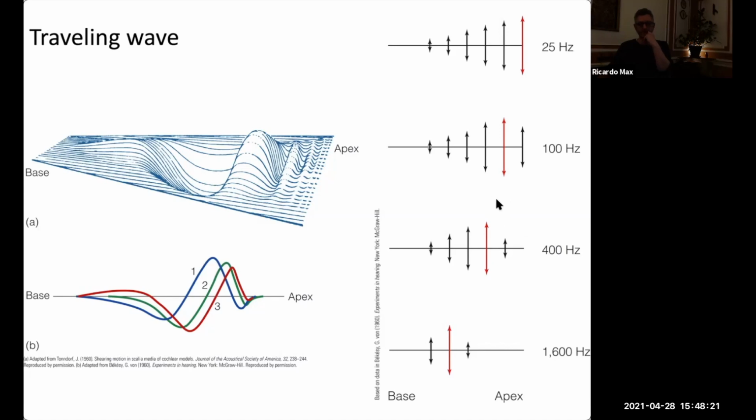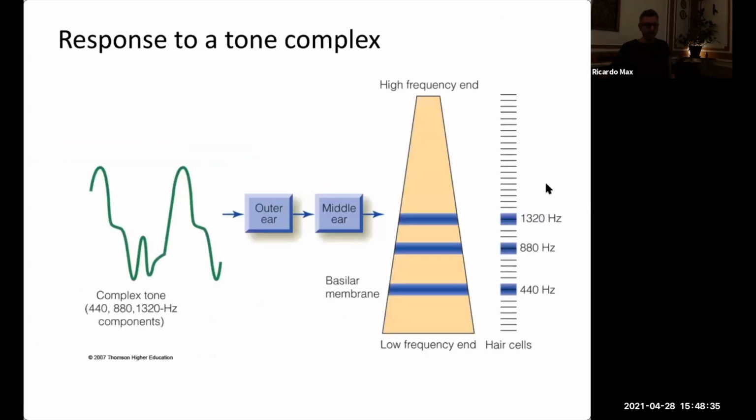Now, as I just said, these are only pure tones, and in the real world, all the sounds that reach our ears are complex tones. They are air pressure waves that simultaneously include a lot of harmonics, different waves at the same time.